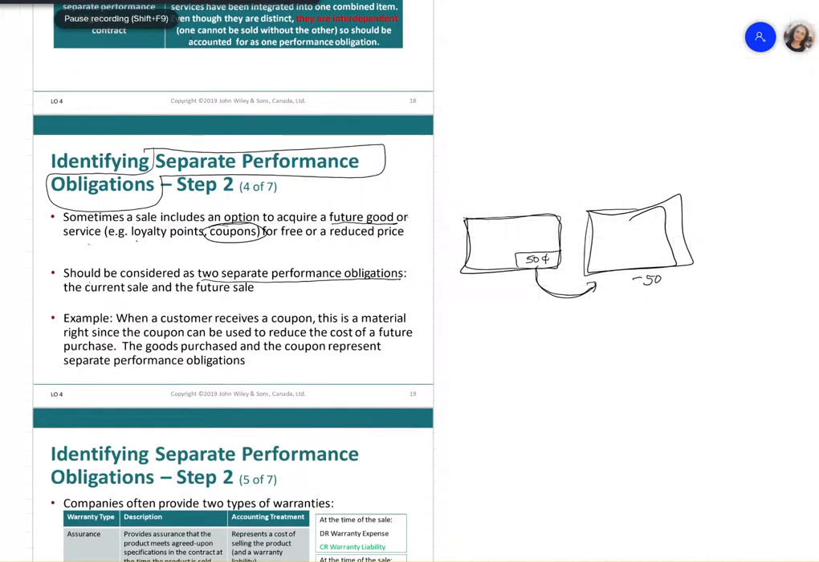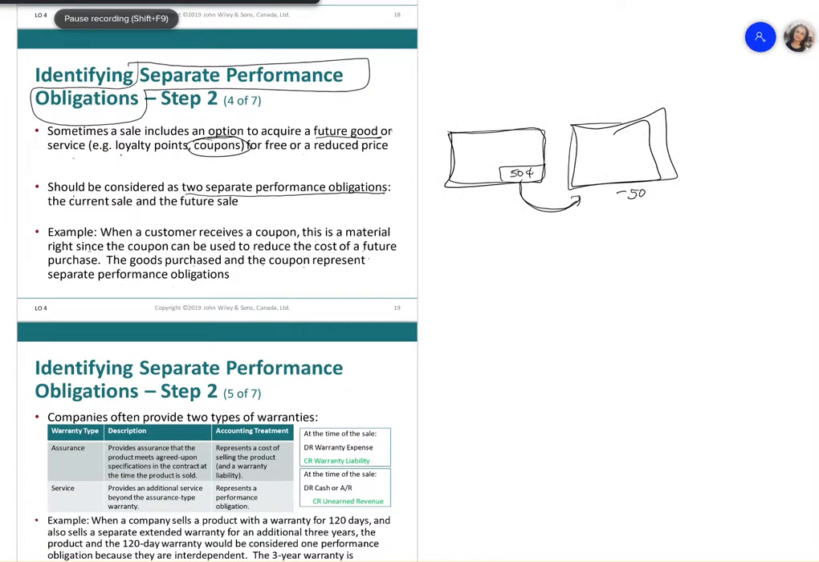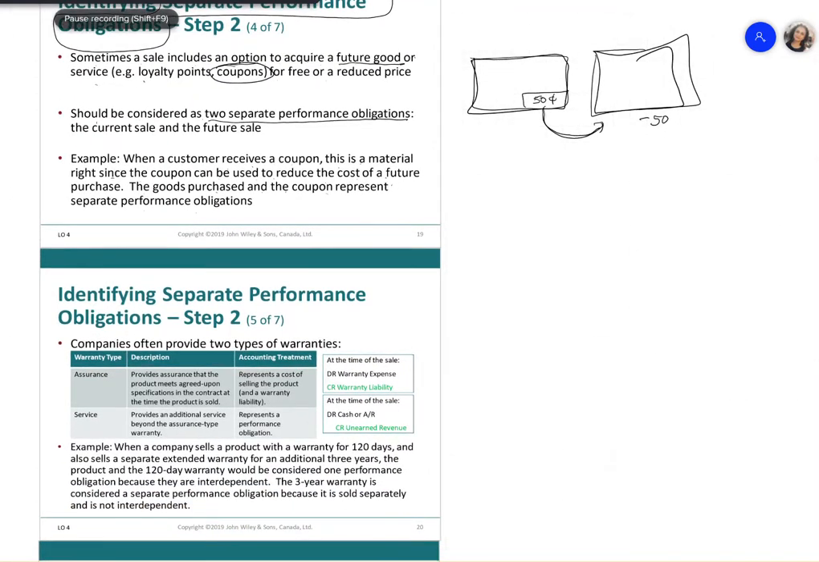And now, when a customer receives a coupon, that is a material right, since the coupon can be used to reduce the cost of a future purchase. The goods purchased and the coupon represent separate performance obligations. So that's what it means. They're separate obligations. Now, going further with the separate obligations comes warranties.